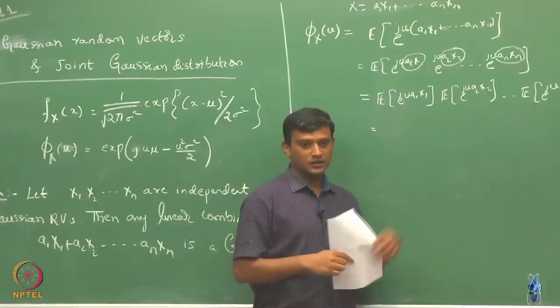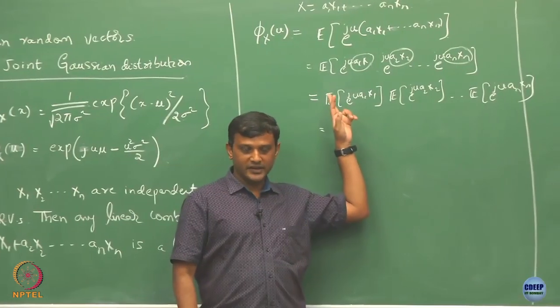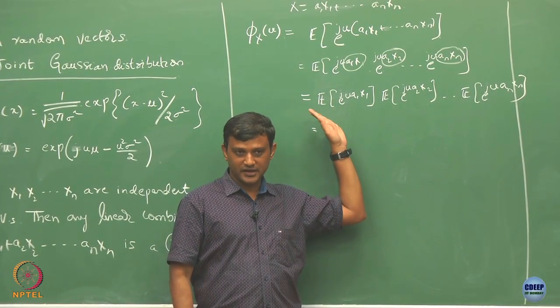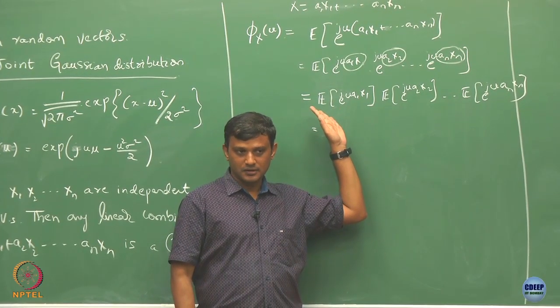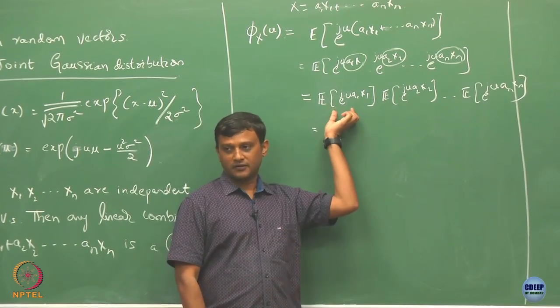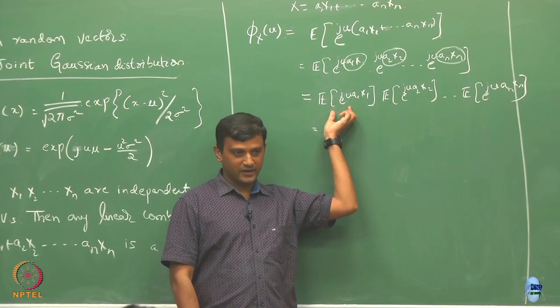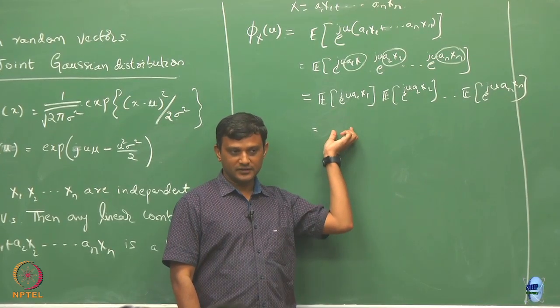Now, x1 is Gaussian, I know, so a1 x1 is also Gaussian, where a is a constant, right? So, what is this quantity now? This is the characteristic function of what? A1 x1, and what will it be?